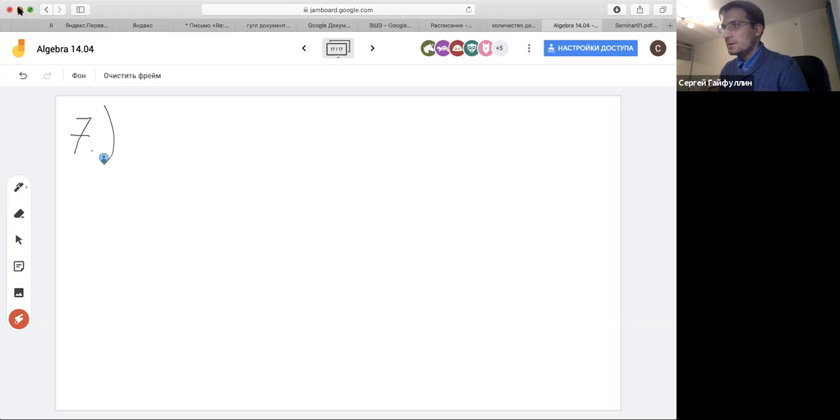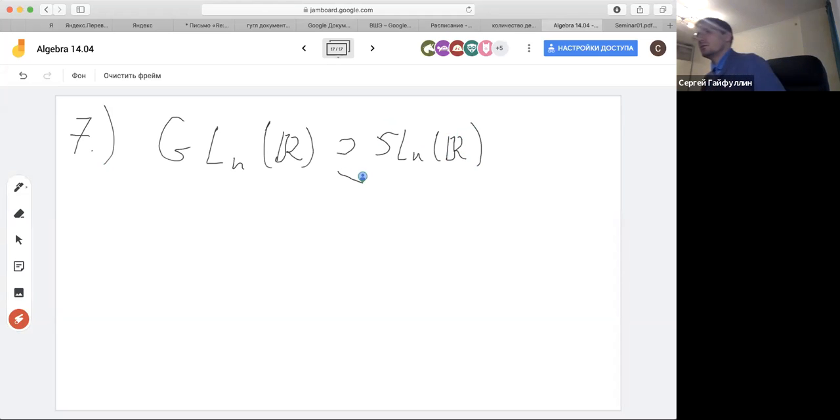And the subgroup is SLN, and this is all matrices with determinant equal to 1. And we need to show that SLN is a normal subgroup. This triangle shows, just by definition, that the right one is a normal subgroup of the left one. So how shall we prove it?